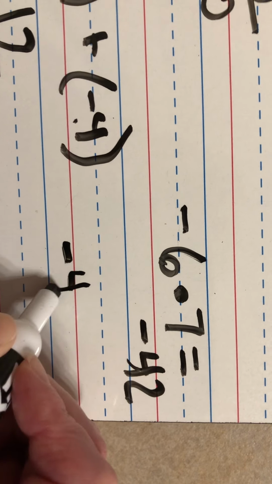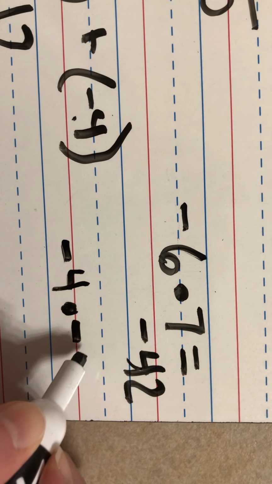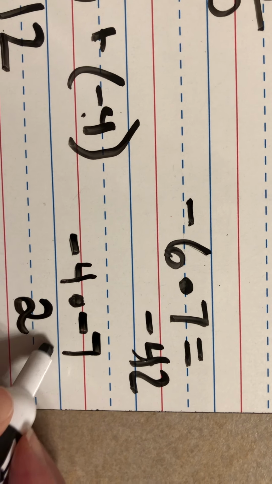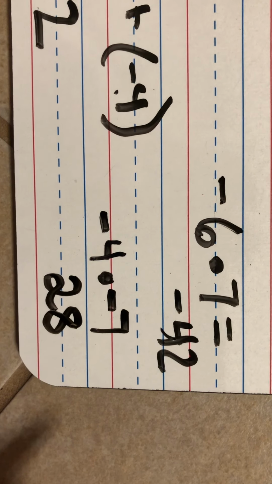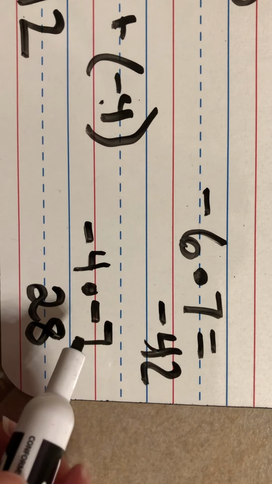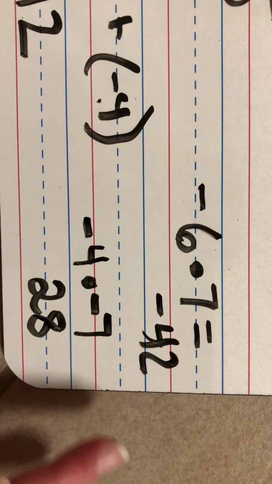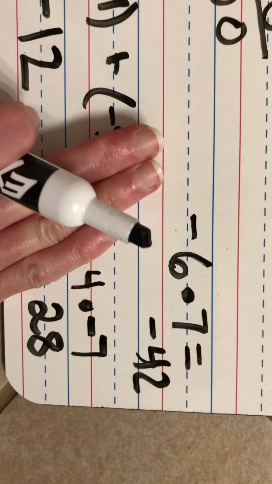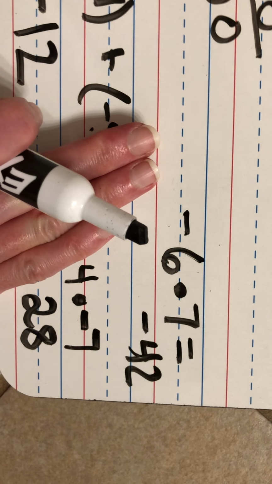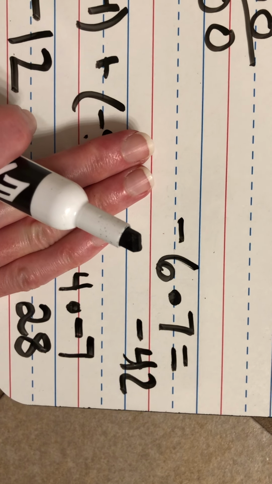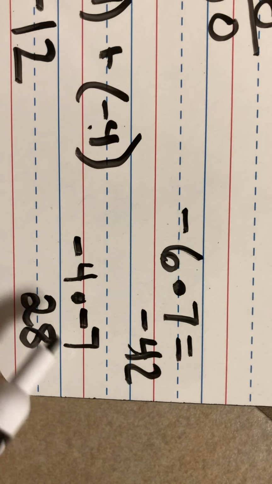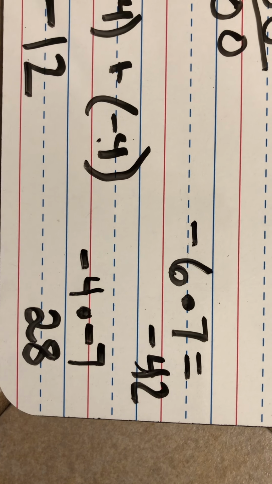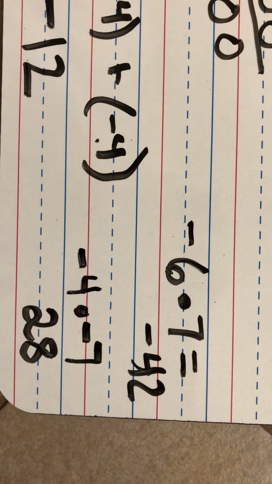Now, a negative times a negative, like -4 times -7, is always going to be a positive. And students will always ask, well, why is that? Basically, it can't be negative because that's what 4 times -7 would be. So if I had 4 times -7, that would be -28. So if I change the 4 to a -4, it's got to have a different answer, so it's got to be positive 28.